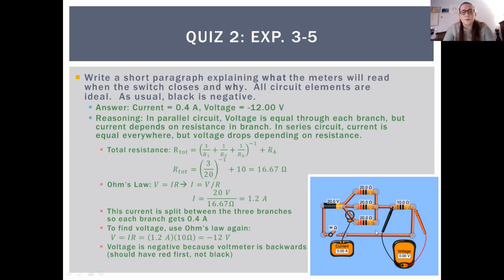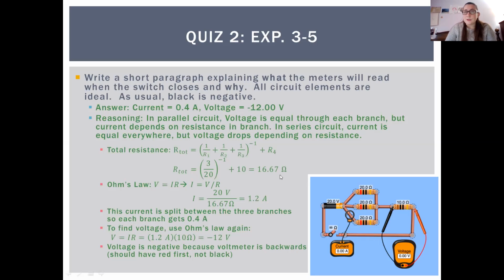So when we go through and do that math, since all of our resistances in this parallel part are 20 ohms, when we add 1 over 20 plus 1 over 20 plus 1 over 20, we get 3 over 20. So 3 over 20 inverse plus our fourth resistor is 10 ohms. So the inverse of 3 over 20 plus 10 is 16.67 ohms.